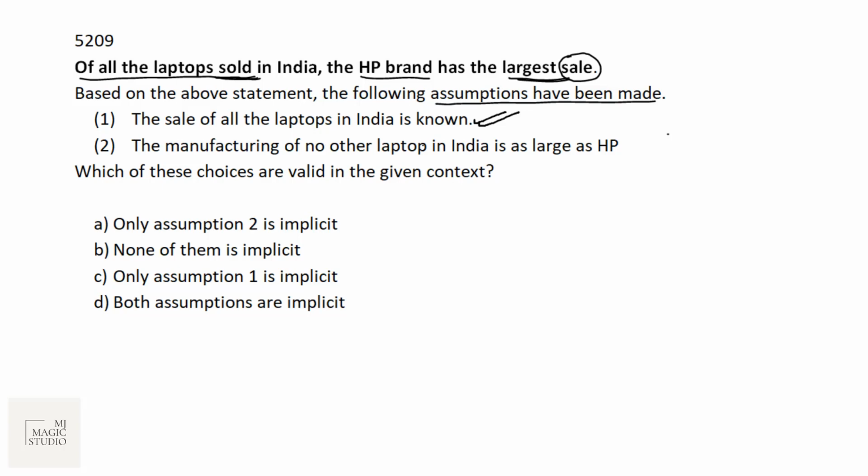The manufacturing of no other laptop in India is as large as HP. Now the second statement is about manufacturing in India. Not necessary. This assumption not necessarily be implicit because the statement is only related to sale in India and not about manufacturing and not about manufacturer rather. So out of these two, only statement 1 is implicit as far as the assumption is considered. For the conclusion of all the laptops sold in India, the HP brand has the largest sale. I'll go with only assumption 1 is implicit, option C.